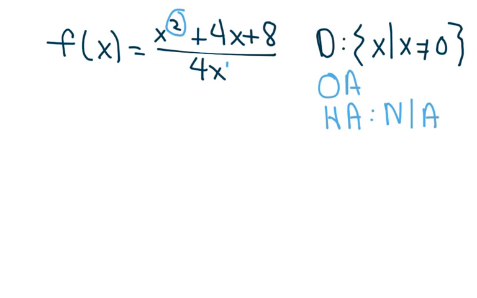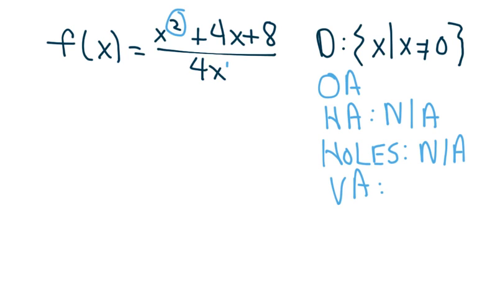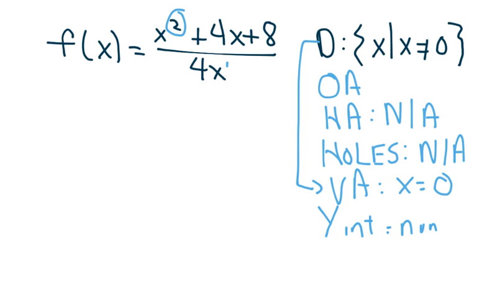Also, there's no holes. Thank goodness. Non-applicable. I do have a vertical asymptote at x equals 0 from my domain part. Remember, those two go together. Y-intercept, I have none, because you can't divide by 0. So I can't even let x be 0. So there's none.